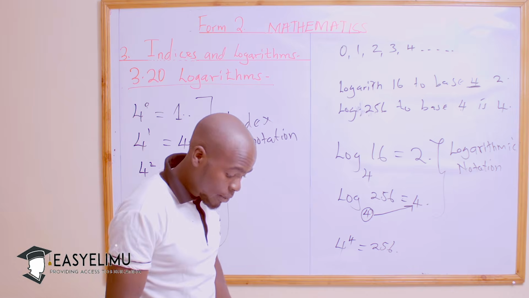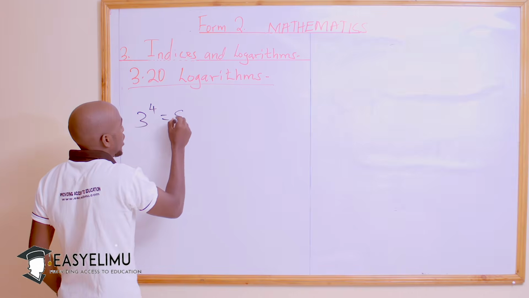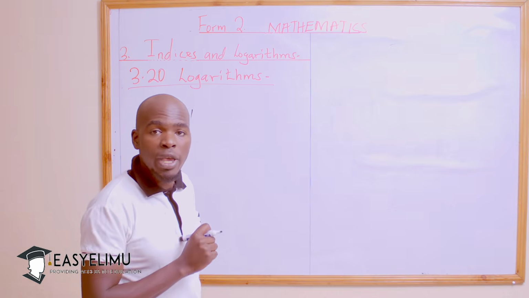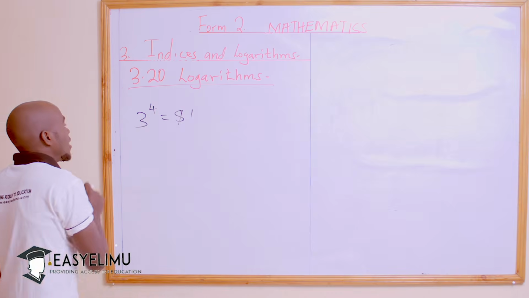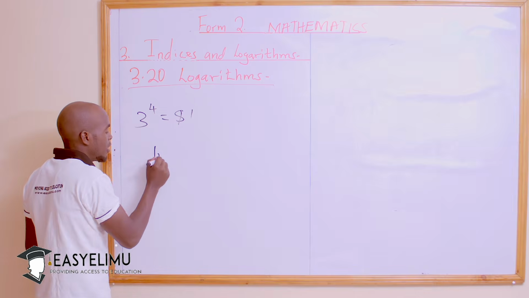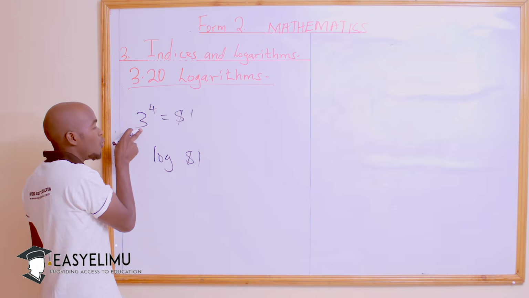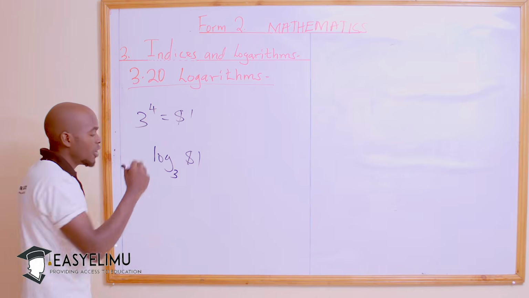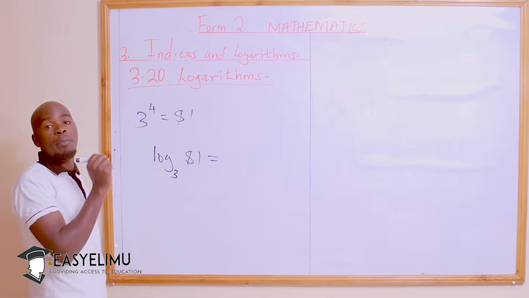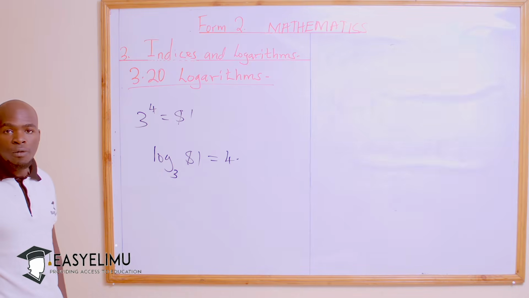Let's see some of the examples. For example, 3 raised to 4 equals 81, and you are asked to write that one into logarithmic notation. If you want to write that one into logarithmic notation, remember what I told you, you start with this. So you will say logarithm of 81 to the base of 3. So 3 will be written down there, and it will be equal to the power to which that base is raised. So the power is 4.